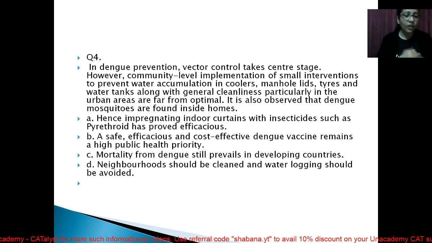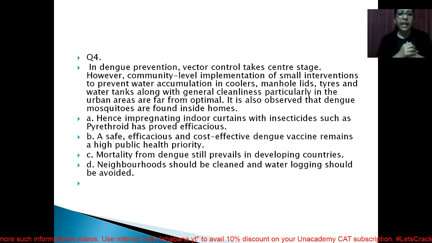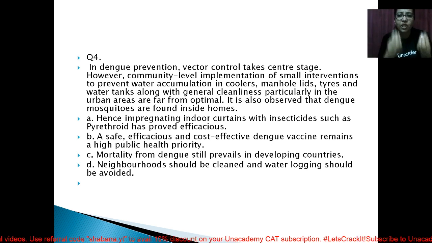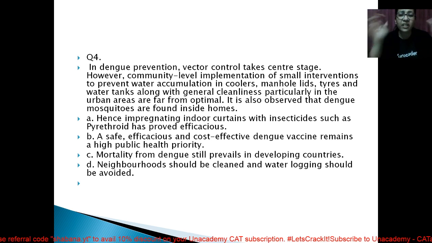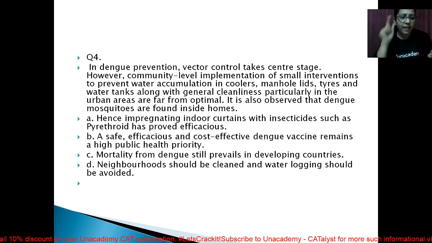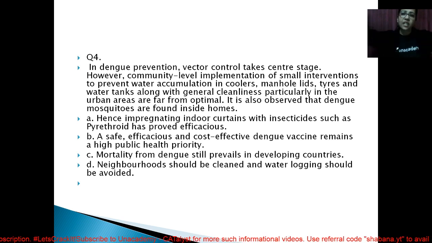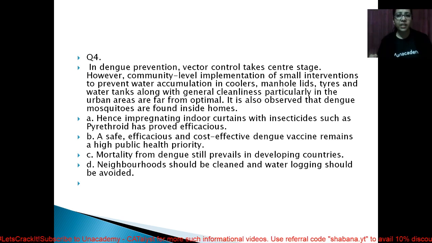Come on, Kaushik. So now let's take a look at this one. In dengue prevention, keep grasping the points. Vector control takes center stage. However, community level implementation of small interventions to prevent water accumulation in coolers, stagnant water, manhole lids, tires and water tanks, along with general cleanliness, particularly in the urban areas, are far from optimal. Okay. This is not being done. Focus should be on that. It said vector control takes center stage. Okay, that is important. But the community level one is far from optimal. It is not being done.